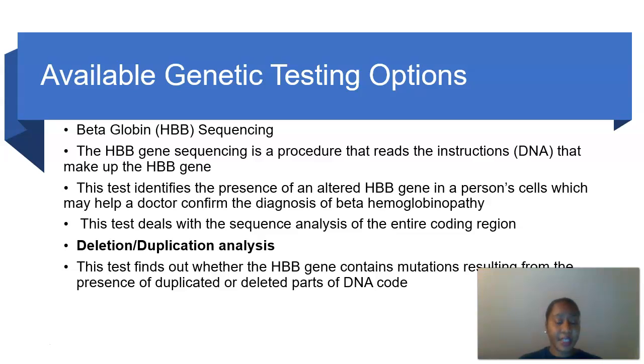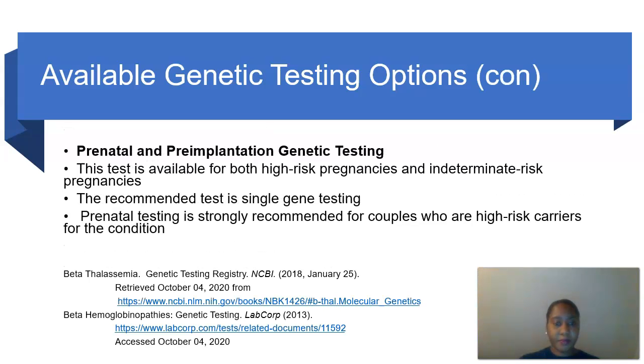Then we have the deletion duplication analysis, as you see here. This kind of test finds out whether the HBB gene contains mutations resulting from the presence of duplicated or deleted parts of the DNA code. And now we have the prenatal and pre-implantation genetic testing. This kind of testing is for both high-risk pregnancies and intermediate risk pregnancies, and is recommended for single gene testing.